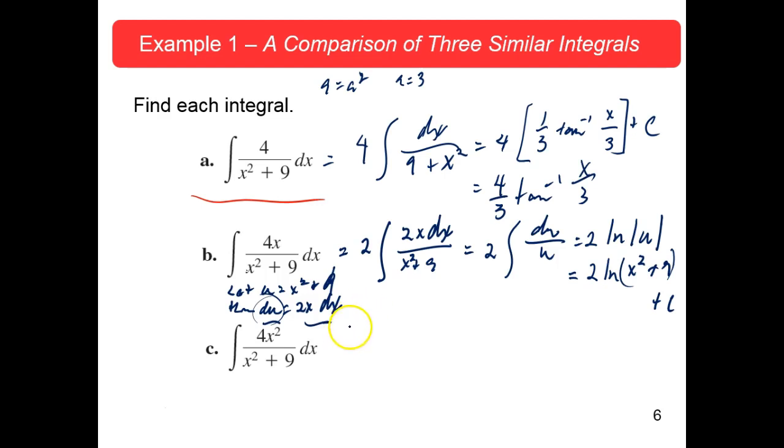How about the C part? What are we going to do with that one? Any ideas so far? Okay. I'm going to show you a little trick. Let's first factor out a 4. And that gives us our x squared over x squared plus 9 dx. Okay? Now, that looks a little similar to, but different from, what we had above, right? In B.